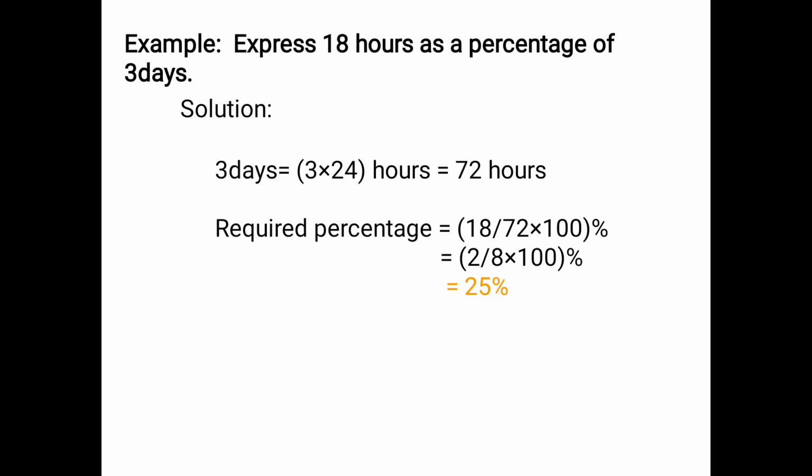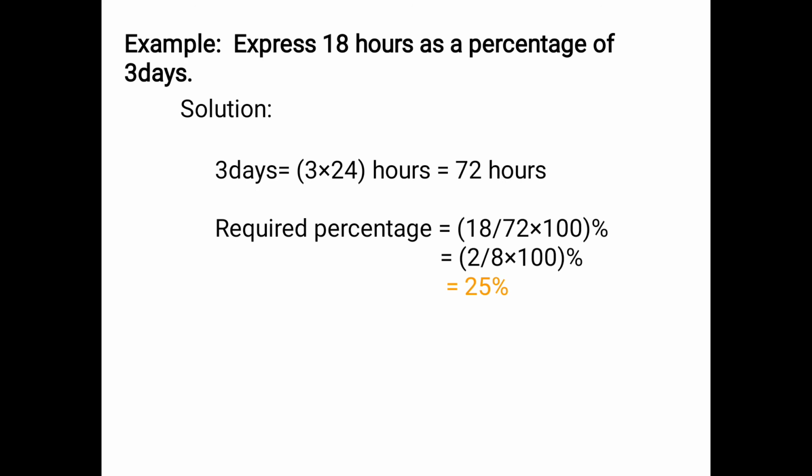Express 18 hours as a percentage of 3 days. So we have to find the percentage here also. As we already know, 3 days is equal to 3 into 24 hours, because 1 day is equal to 24 hours. So 3 days in the sense 3 into 24 hours is equal to 72 hours.